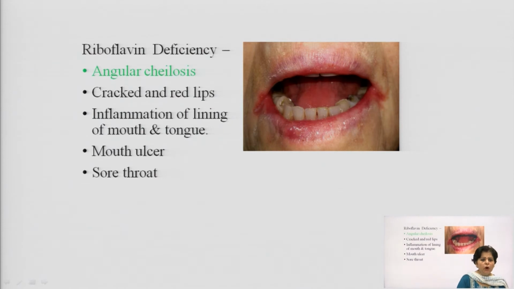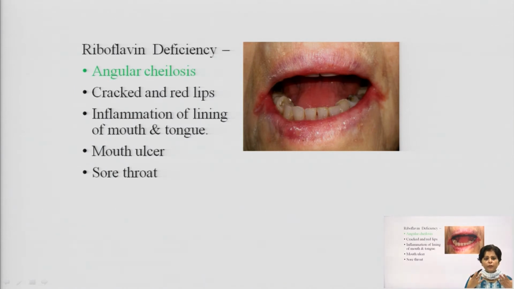Now, deficiency of riboflavin, what happens if there is a deficiency of riboflavin? So the biggest disease, the biggest problem that arises after the deficiency of riboflavin, that is angular cheilosis. The angular cheilosis, as you can see, is the crack and the redness of the lips. Both the sides of the mouth get inflamed, cracks develop, they split, and sometimes it causes bleeding too.